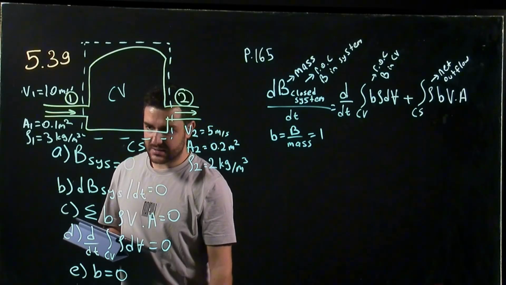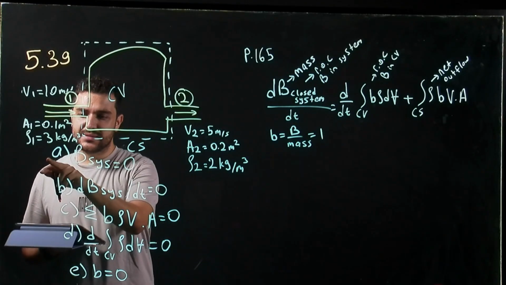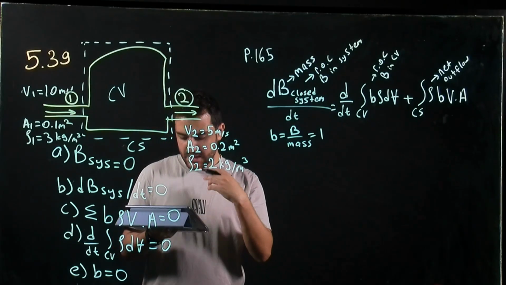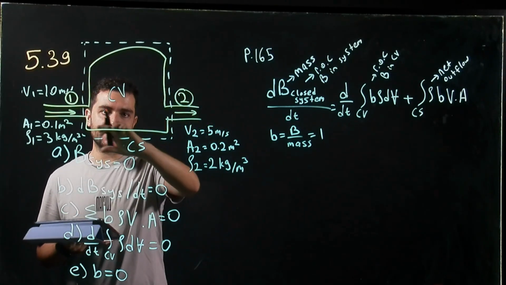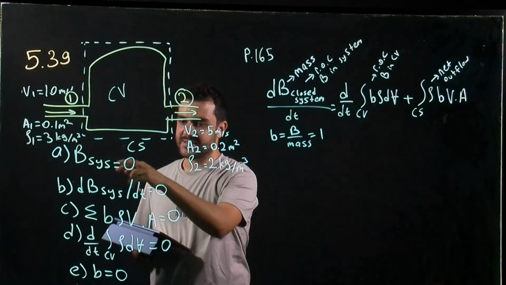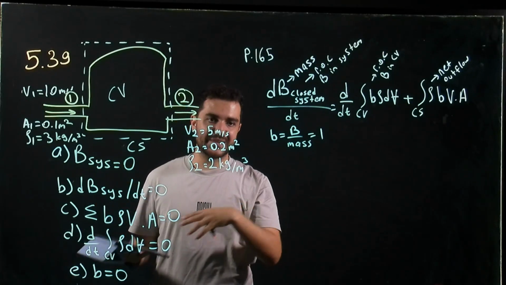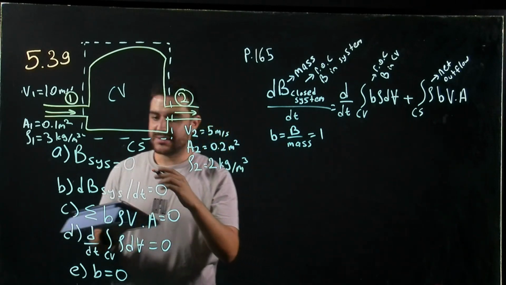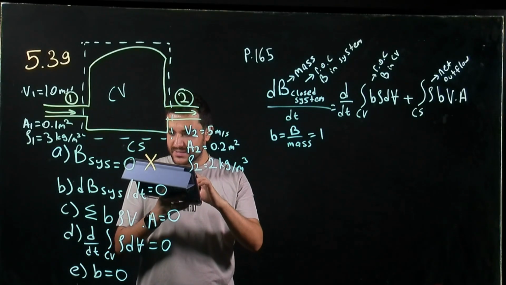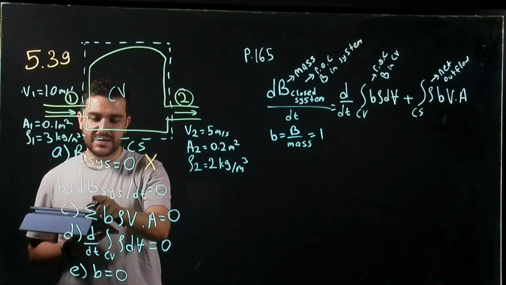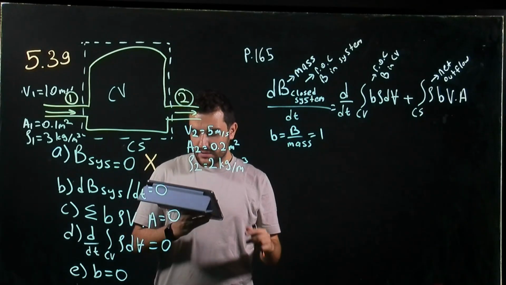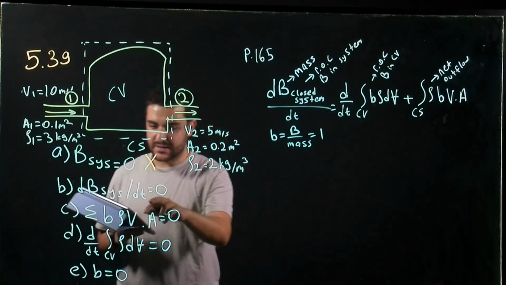So let me get started with the first one. Statement A says B system is equal to 0. However, since there's a flow in this control volume and in this system, we cannot say B system is 0, because since there's a flow, there will be a mass. So this statement will be wrong. The second one is the change of property B in the system over time is 0. And we will get back to this one later.